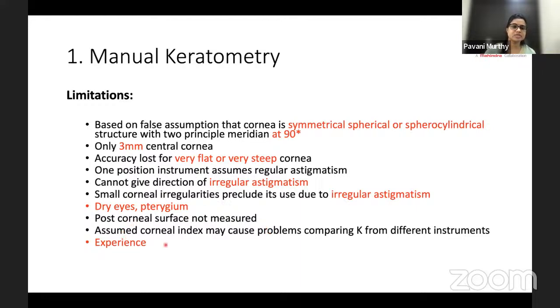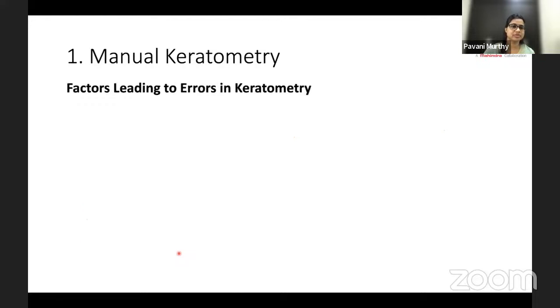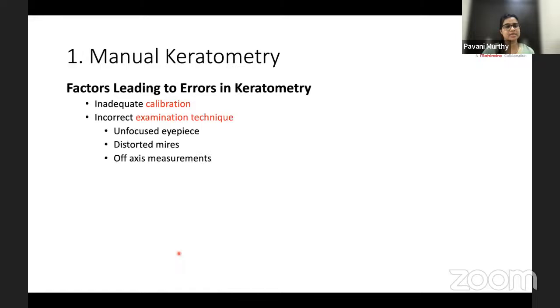It has an assumed corneal index, thus the values which are got from manual keratometry, you will not be able to compare with different instruments. And of course, this requires an experienced technician to be able to do correct manual keratometry. Inadequate calibration is one of the leading causes of errors in keratometry.